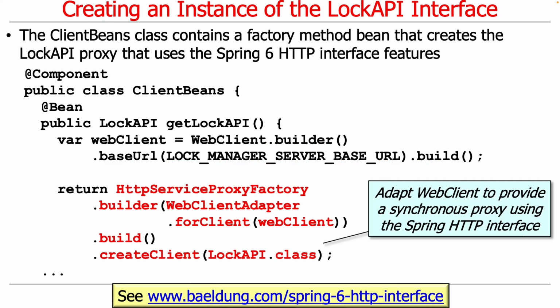And then down here, we use this HTTP service proxy factory builder to take this web client and adapt it into something that will work with this class. And then we're going to go ahead and say, please make an instance of the Lock API that knows how to use this dynamically implemented proxy. And there's actually some other stuff here that we aren't showing, but we'll talk about this when we look at the actual code in a minute. This is the basic idea.